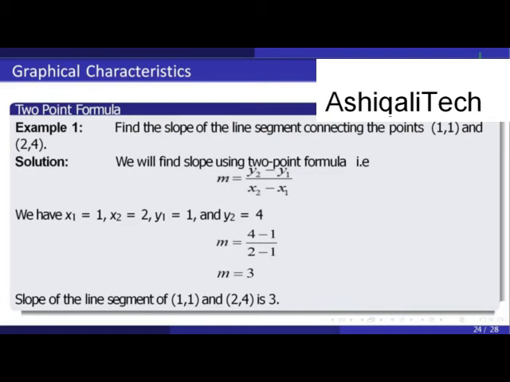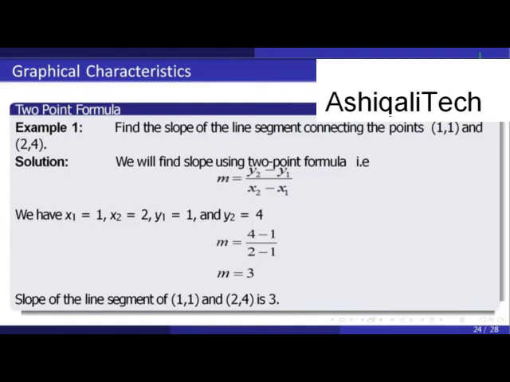We have x1 is equal to 1, x2 is equal to 2, y1 is equal to 1 and y2 is equal to 4. So when we substitute all these 4 values, we get m is equal to 4 minus 1 over 2 minus 1. That is, m is equal to 3 over 1, that is m is equal to 3. So the slope of the line segment joining the points 1, 1 and 2, 4 is 3.